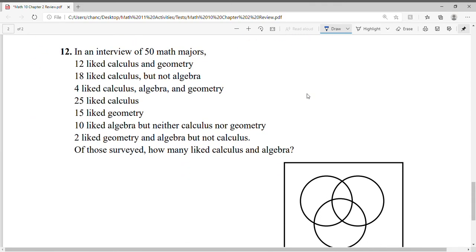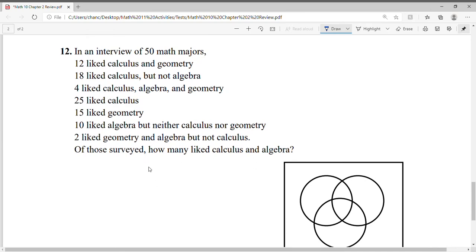Example 12. In an interview of 50 math majors, 12 like calculus and geometry, 18 like calculus but not algebra, 4 like calculus, algebra, and geometry, 25 like calculus, 15 like geometry, 10 liked algebra but neither calculus nor geometry, 2 like geometry and algebra but not calculus. Of those surveyed, how many liked calculus and algebra? This is a difficult question unless we have a Venn diagram. So let's use our Venn diagram and fill in these numbers.